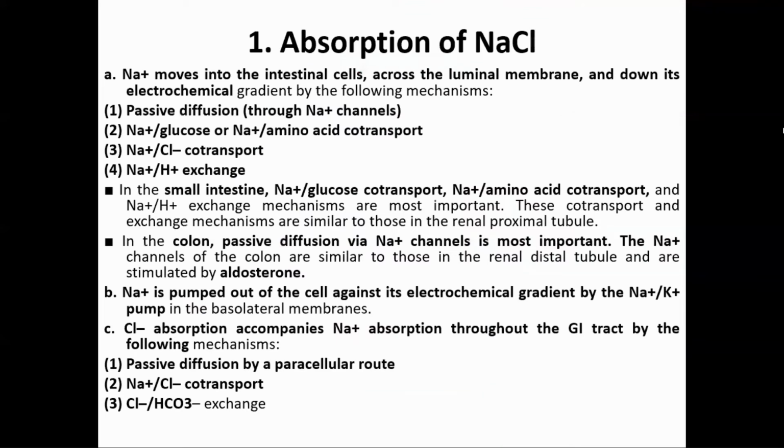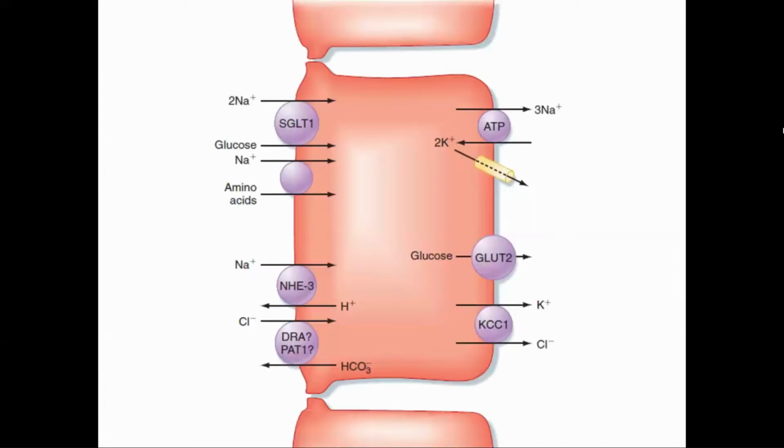So chloride absorption is accompanied by sodium absorption. Chloride absorption also occurs through passive diffusion by a paracellular route, and through sodium chloride co-transport and chloride bicarbonate exchange. Chloride transport occurs through the paracellular route.